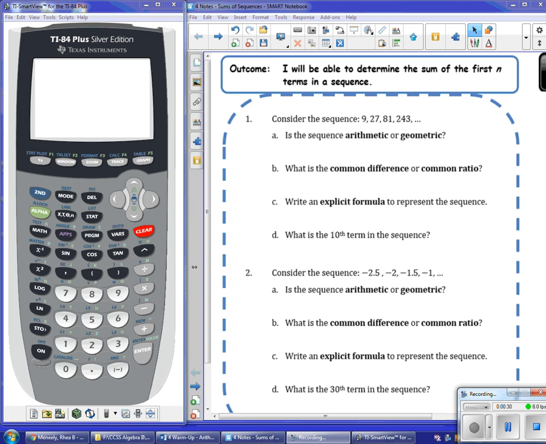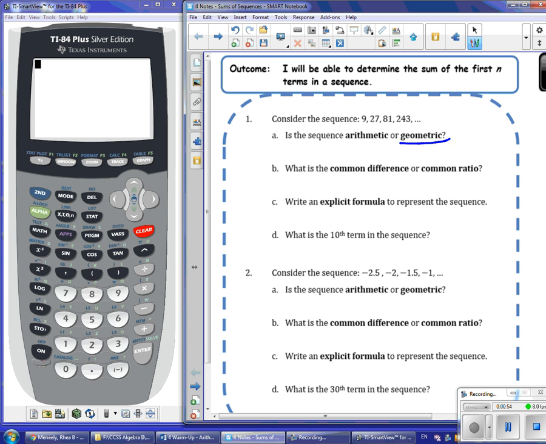So let's get started with the warm-up. You should have completed it at this point. You are given a sequence of numbers, 9, 27, 81, and 243. If you look at how quickly those numbers are getting large, it's probably pretty obvious that we're not adding or subtracting the same thing to each term, that we're actually multiplying. So you can probably sense that we are dealing with a geometric sequence in this case.